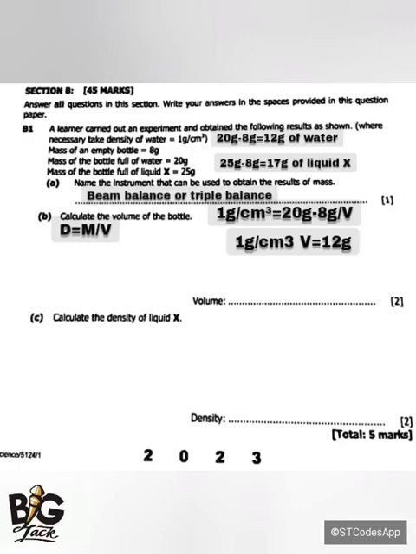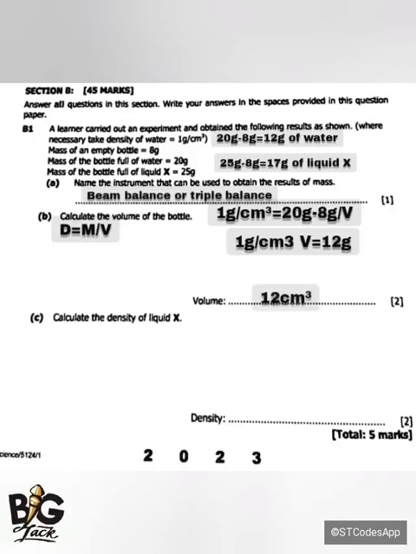So the gram from 12 is going to cancel with the gram from 1. Okay, so here on the bottom I'm going to remain with 1 centimeters cube. So 1 centimeters cube into 12, I'm going to get what? 12 centimeters cube. So our volume here is going to be what? 12 centimeters cube. Then the next one, which is question C.